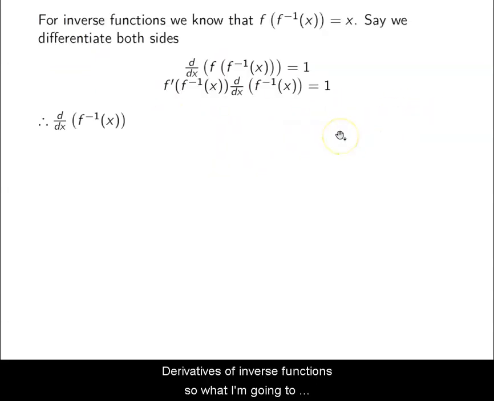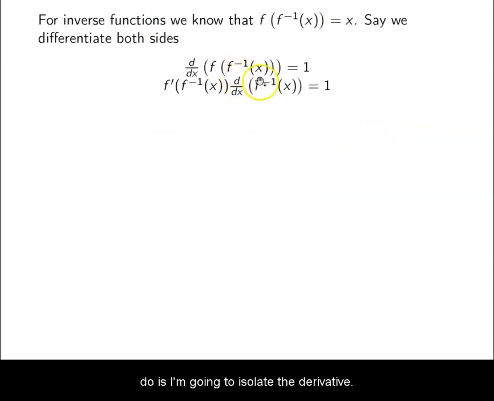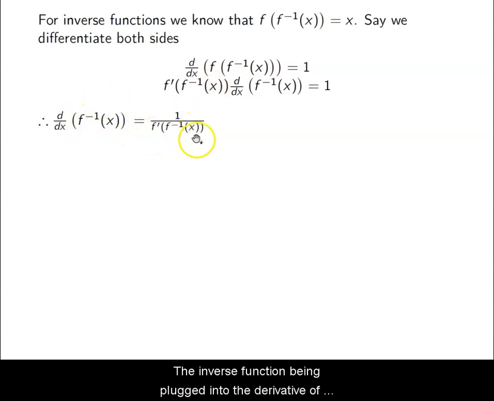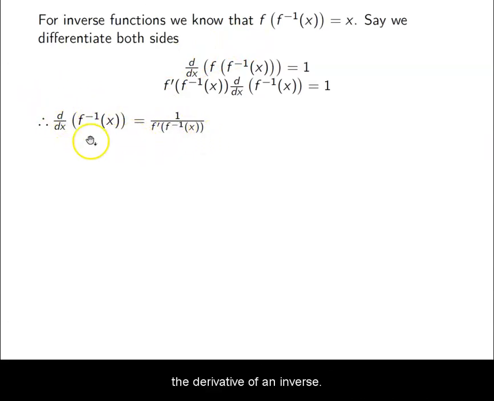Okay, so what I'm going to do is isolate the derivative of this inverse function. So I'm going to divide both sides by this f prime of f inverse of x. So the derivative of any inverse function is 1 over the derivative of my original f function with the inverse function being plugged into it. So now we have a formula for how to find the derivative of an inverse.